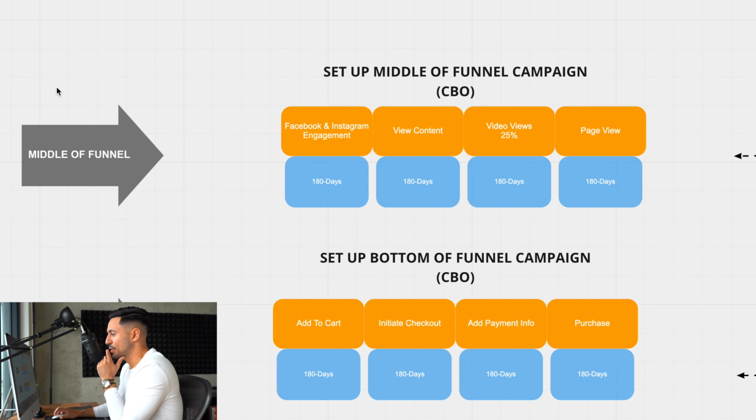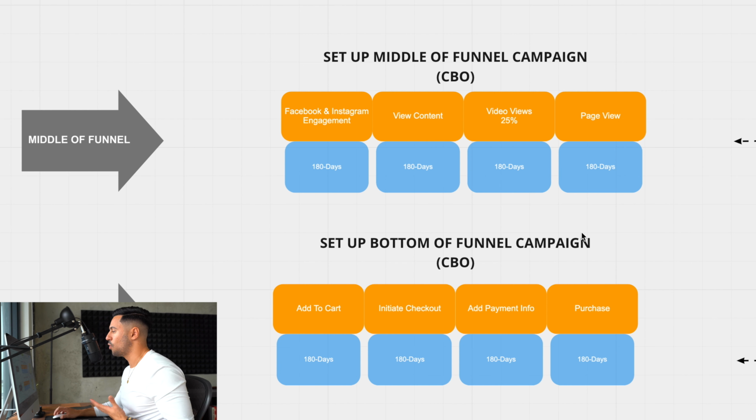So you can see here in your middle of the funnel, if you can imagine, these are people that are a warm audience. They're not quite your hot audience yet, but these are people that are engaging with you on Facebook and Instagram. These are people that are viewing your content. They're coming to your website. They're landing on certain pages. If you are running video ads, they have watched maybe 25% of them, right? So this is your warmer audience.